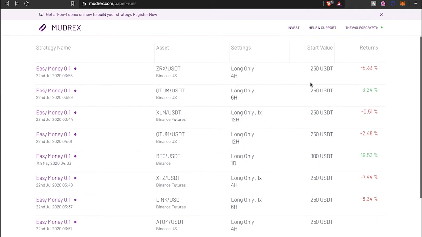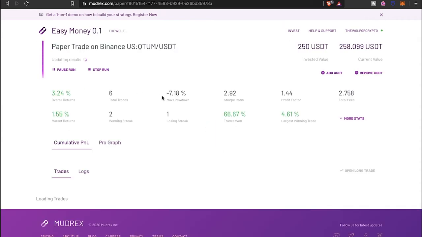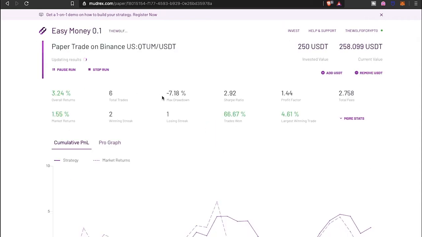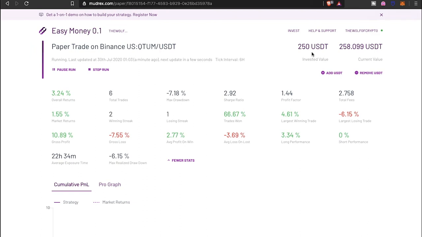But as you see, some other ones I have for Quantum, and this is on a 6-hour tick interval. Quantum was doing pretty solid. We started off with 250, and I only got $8 in profit up there. As you can see, overall returns compared to the market returns, right now I'm kicking the market's butt, based off of 6 total trades. Obviously that's not a lot of data.